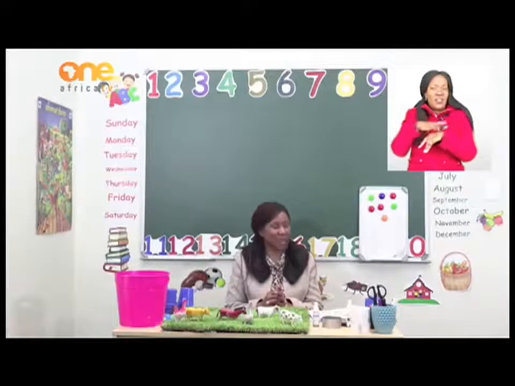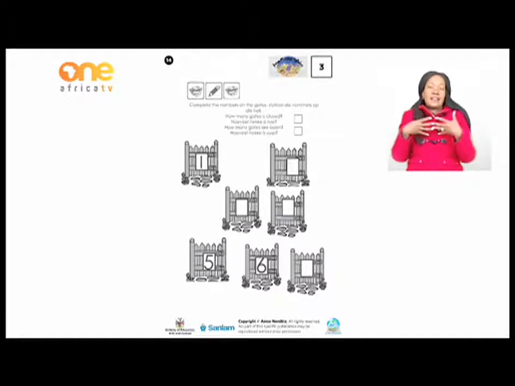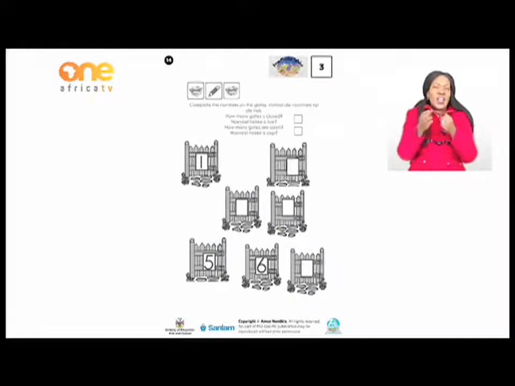Now let's get back to the worksheet again. We need to complete the numbers on the gates. The gates that are numbered, we are able to read number 1, there is number 5, there is number 6. But all together, how many gates are there? Can you point to the gates and count to see how many they are all together?